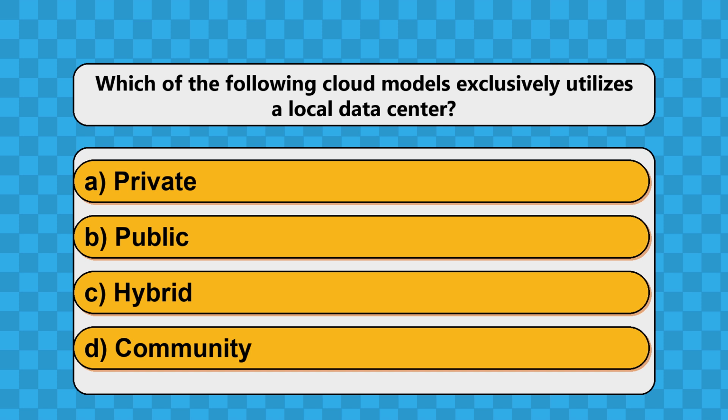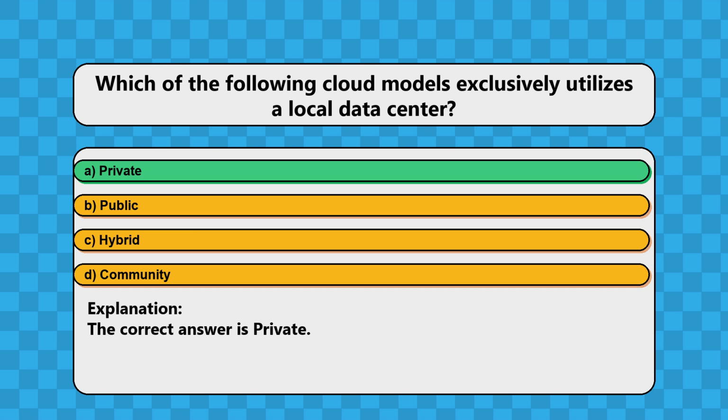Option A, private. Option B, public. Option C, hybrid. Option D, community. The correct answer is option A, private.